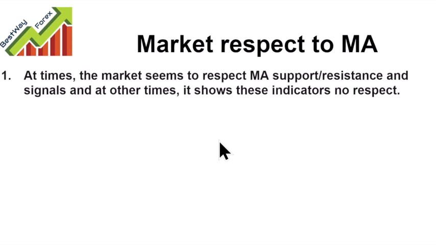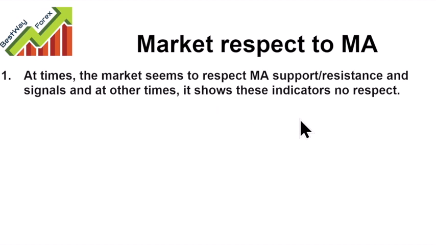Okay, folks, there are a few things to tell you at the end. It is very important to keep these in mind for the three specific strategies I told you about with the moving average. I told you that upon completion of this course, you will learn a lot of tricks and techniques, and that was exactly what you just saw. The market respect to MA: the market sometimes does not really respect it. At times the market seems to respect MA support, resistance, and signals, and at other times it shows this indicator no respect.